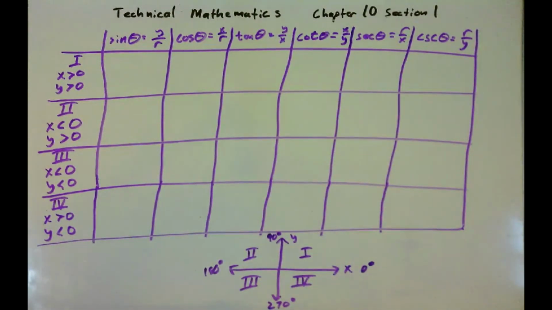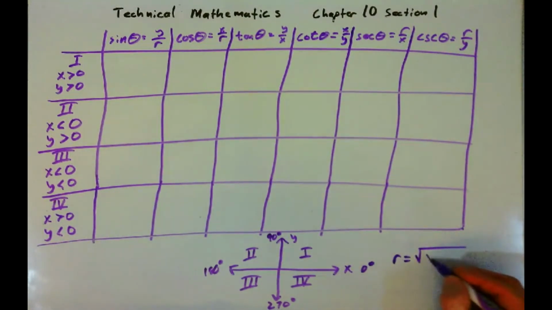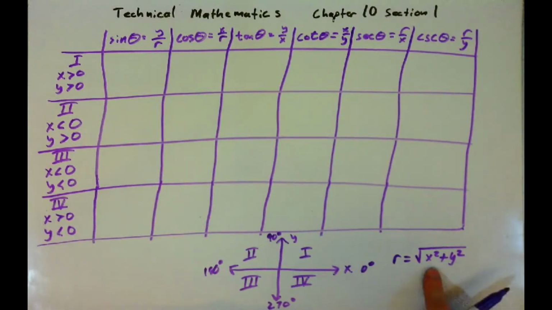Now, we know that r is equal to the square root of x squared plus y squared, and anytime I square a number, even if the number is negative, this is why the parentheses are important, if I square a negative number, I get a positive number, and so the r value is always going to be positive.